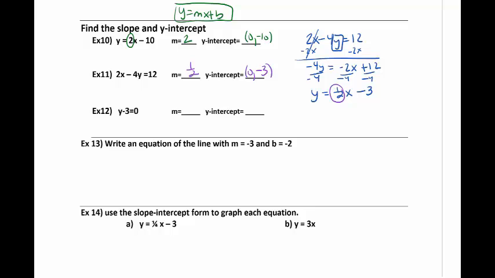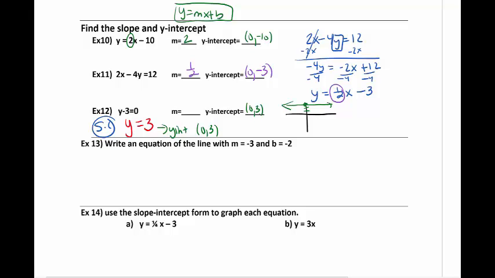Now going to our last one for this type, I get y minus 3 equals 0. This is a special case because I only have one variable. So the first thing you need to do is make it to where you've solved for y. This means I have a y-intercept because it's y equals. So I have the point 0, comma 3. That means this is my line. My y-intercept is 0, 3.